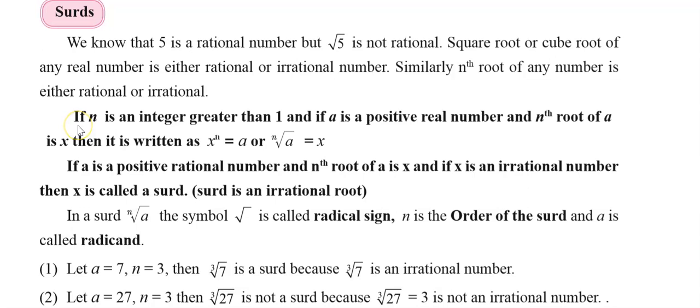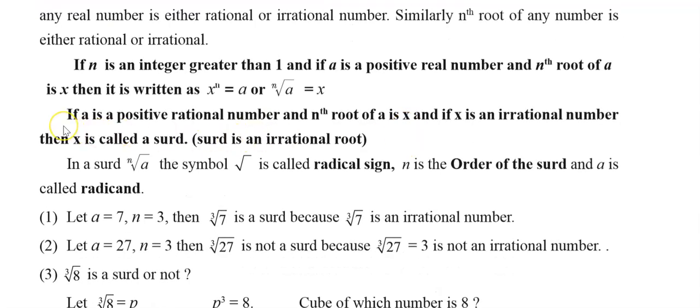Now see this. If n is an integer greater than 1 and a is a positive real number, and the nth root of a is x, then it is written as x raised to n is equal to a, or the nth root of a is equal to x. Now see the definition. If a is a positive rational number and the nth root of a is x, and if x is an irrational number, then x is called a surd. A surd is an irrational root.